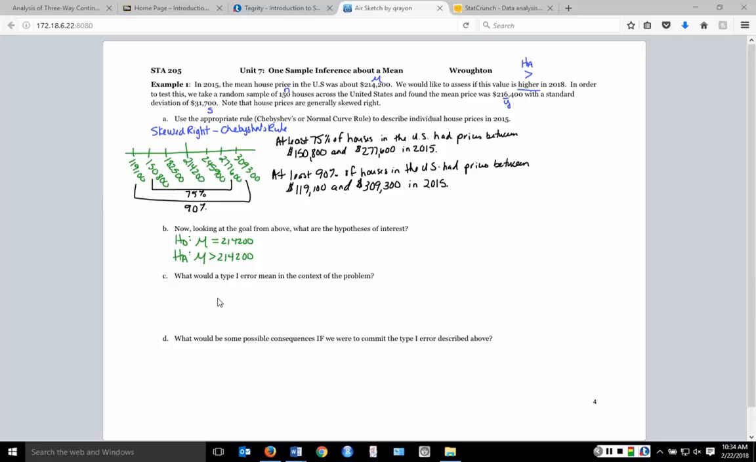We're also going to talk about some errors, just to kind of remind ourselves of those. So we're talking about what a type 1 error means in the context of our problem. So first, just remembering what a type 1 error actually is. So this is if we reject the null, what makes it an error, the null is actually true. So what would that mean here for us? That's going to mean that I believe the mean house price has increased.